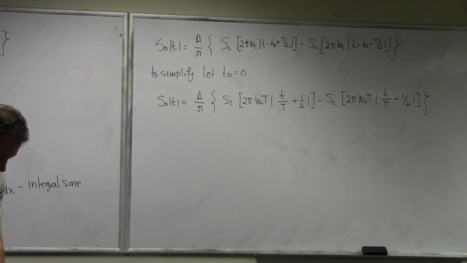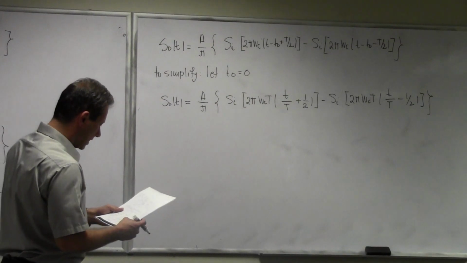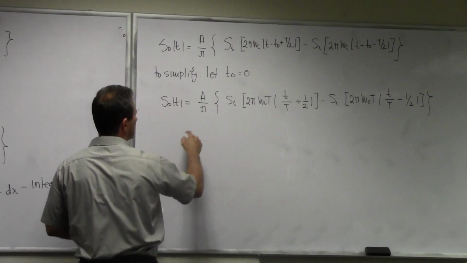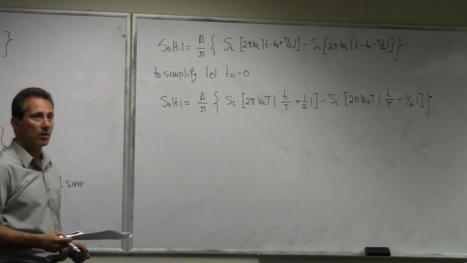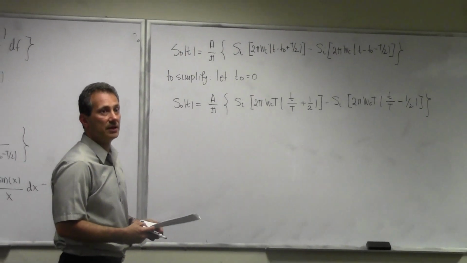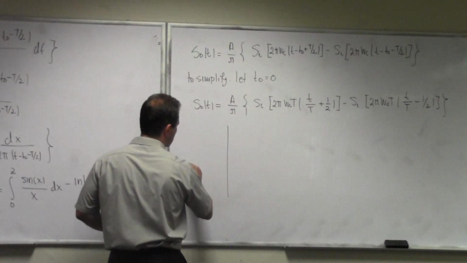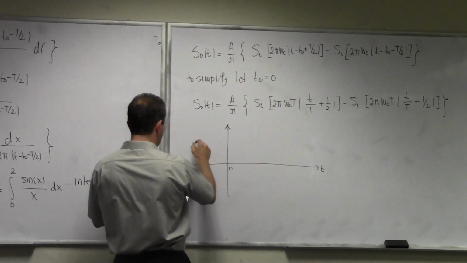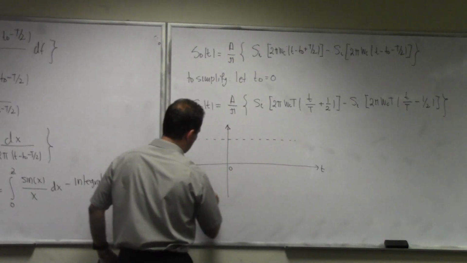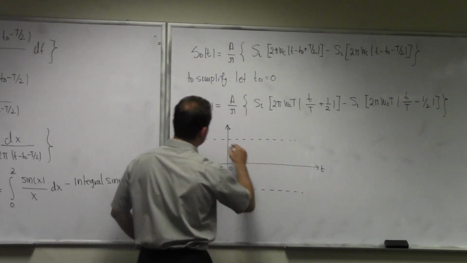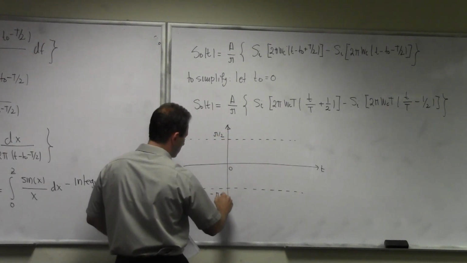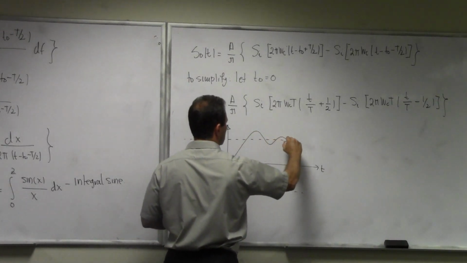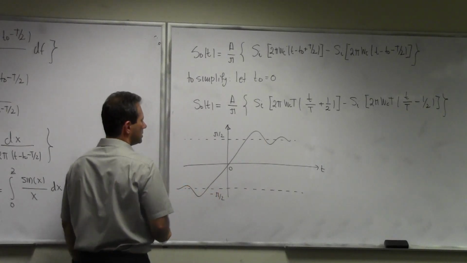First, let me draw the graph of Si of T. Si of T, right? That's the integral, the area under the curve between 0 and T underneath the sinc. So Si of T looks somewhat like this. This is axis T. This is 0. And this thing is pi over 2, minus pi over 2. And it kind of looks like this.